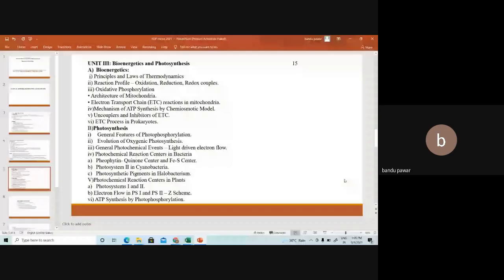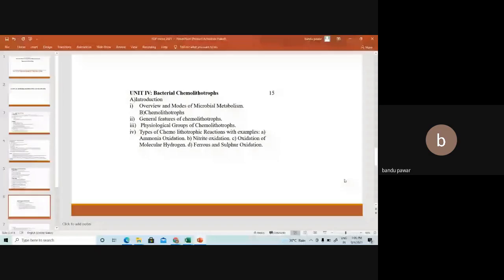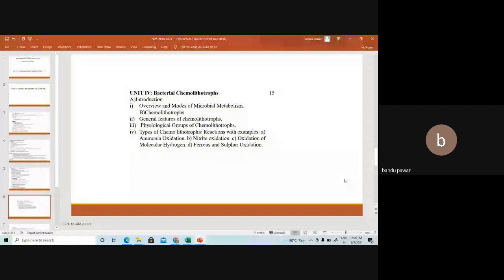Unit number 4, bacterial chemolithotrophs, in which overview and modes of microbial metabolism, in which microbes obtain energy and nutrients to live and reproduce. Microbes use many metabolic strategies to obtain foods.